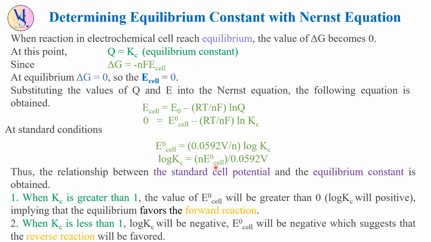While if the value of Kc is less than 1, then log Kc will be negative. So the standard cell potential will be negative, which means that the reaction is not favored in the forward direction, but it is favored in the reverse direction. So with the help of this equation, we can determine the possibility of forward or reverse reactions.